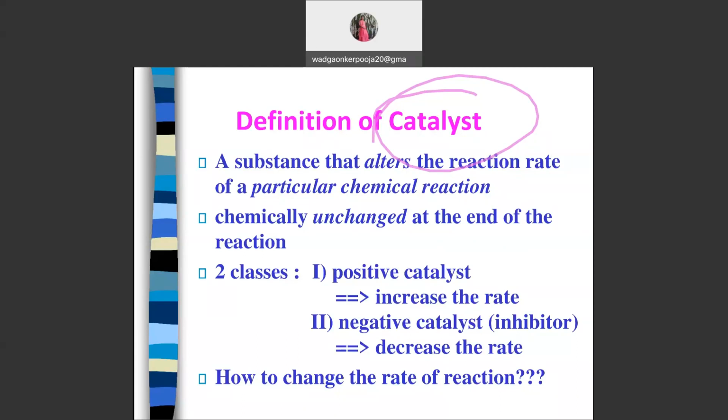Try to understand. See, whenever you have a catalyst, the catalyst can take part in the reaction, but after the completion of the reaction it will be regenerated.